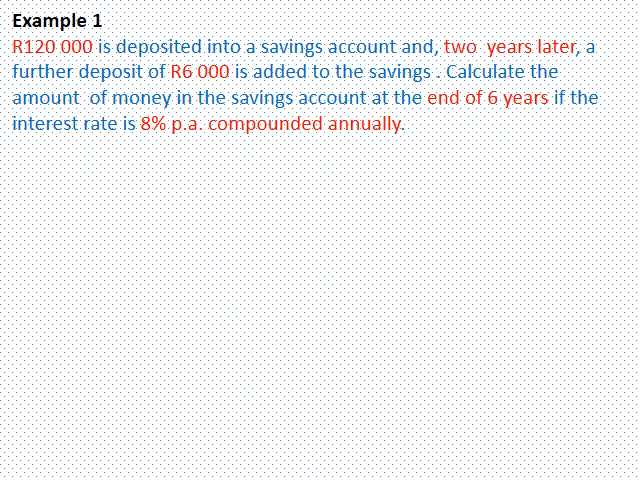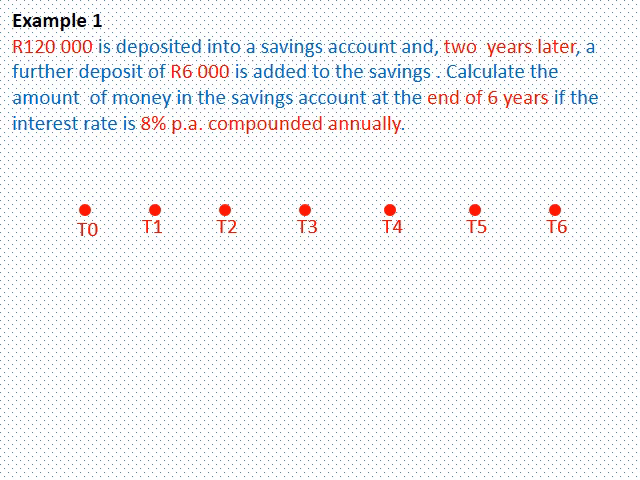Example 1. If 120,000 Rand is deposited into a savings account and 2 years later a further deposit of 6,000 Rand is added to the savings account, calculate the amount of money in the account at the end of 6 years if the interest rate is 8% per annum compounded annually. Highlight the important information such as I have done in red and convert this information into a sketch.